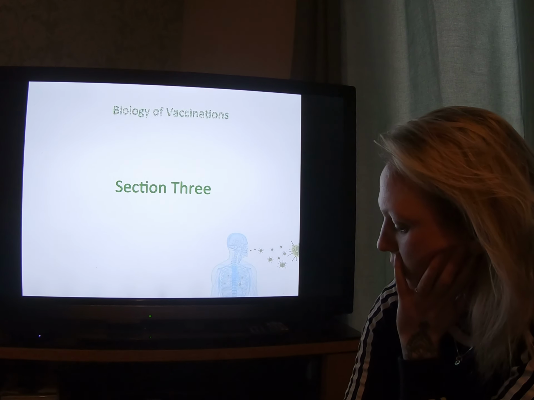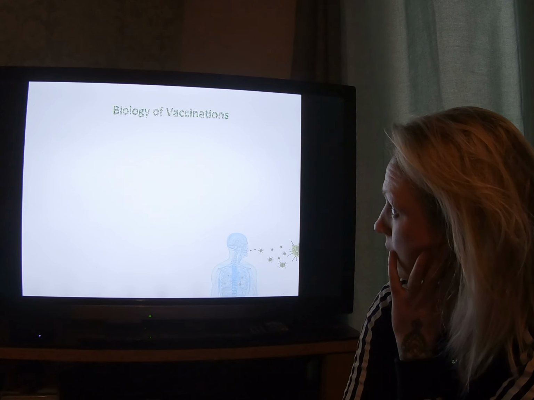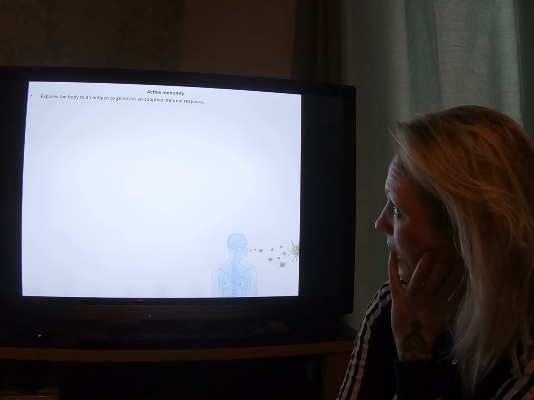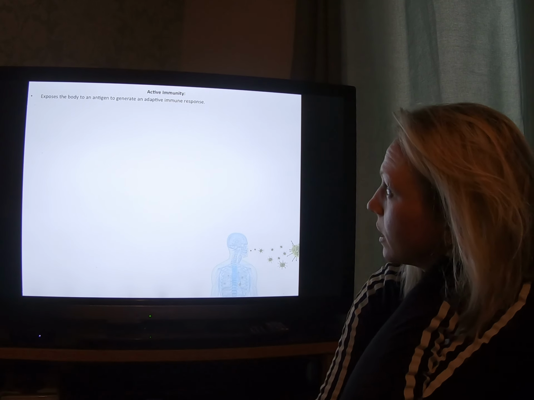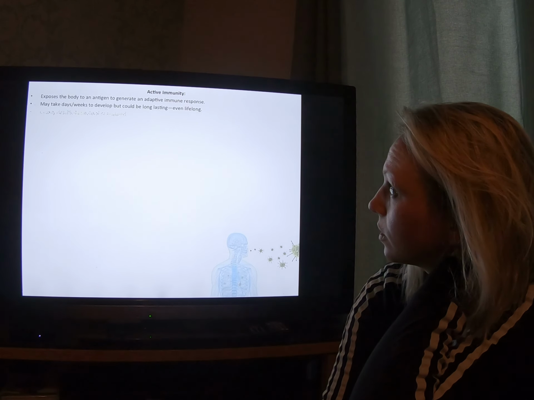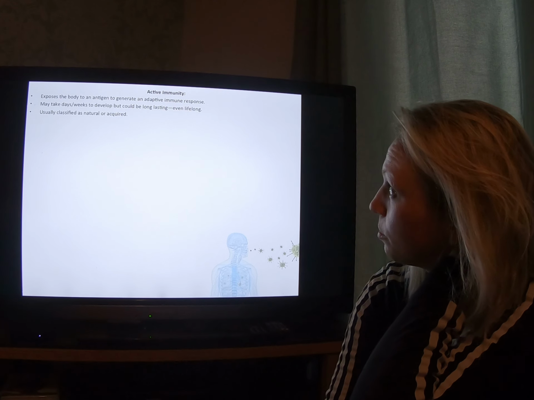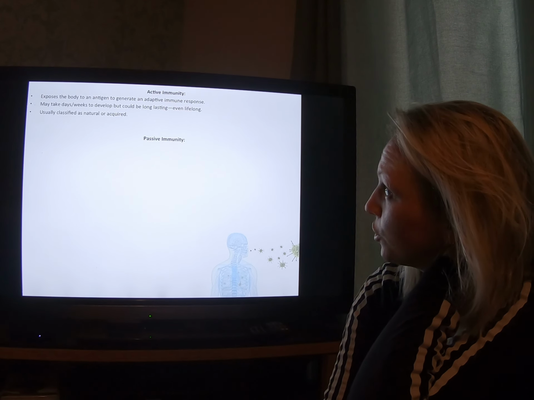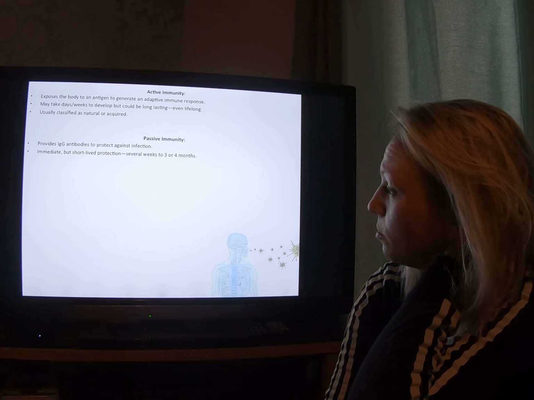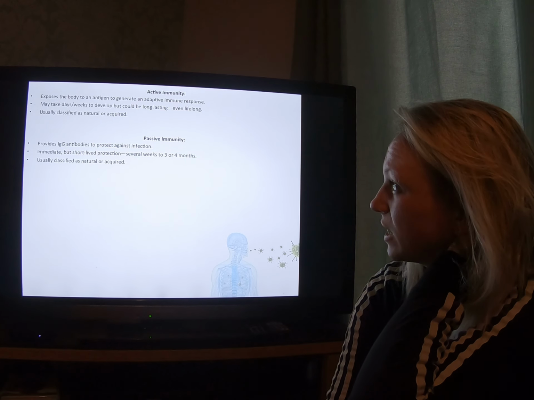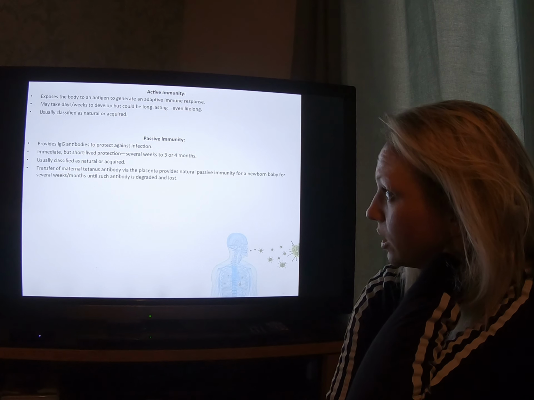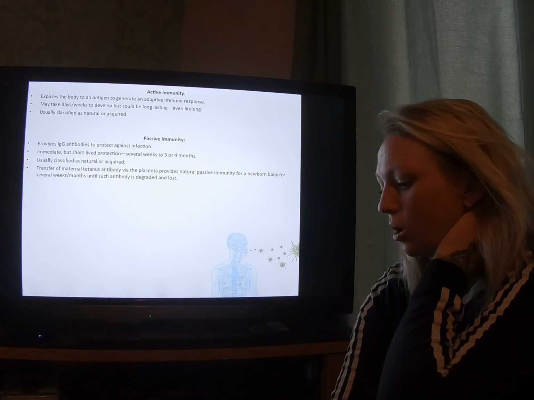So on to section 3 now. Active immunity exposes the body to an antigen to generate an adaptive immune response. It can take days or weeks to develop, but it could be long lasting. It's usually classified as acquired. Passive immunity provides antibodies to protect against infection. It's immediate, but it is short-lived. It's usually classified as natural or acquired.